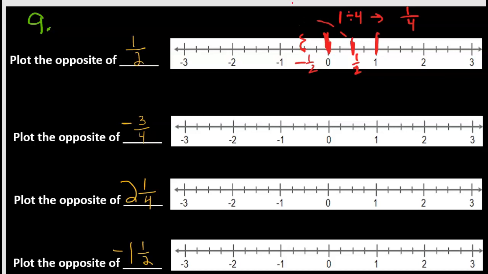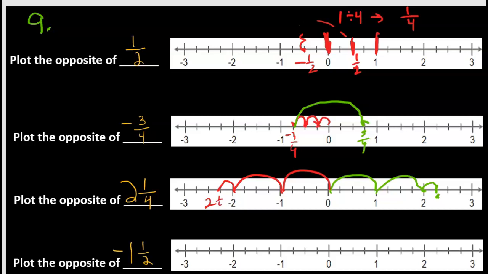Plot the opposite of negative 3/4. Okay, so each one's a fourth. Negative 1/4, negative 2/4, negative 3/4. The opposite is going to be here, positive 3/4. Opposite of 2 1/4. 1, 2, and 1/4 is right there. So the opposite's going to be, going the other way, 1, 2, and a 1/4 here.